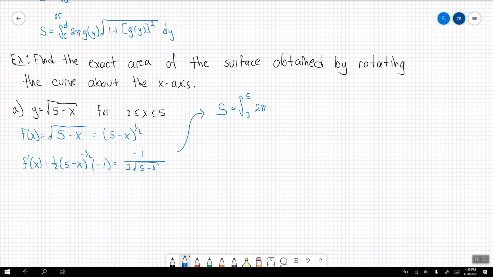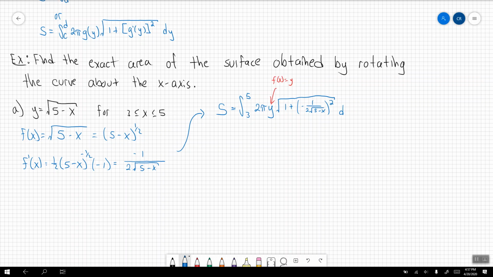Well, the f of x, as we're considering here, is just y. So in here, it's just y, because again, f of x is equal to y. Perfect. And then we're going to multiply by the square root of 1 plus, and in here is where we need the derivative squared. The derivative here was negative 1 over 2 square root of 5 minus x, and we need that quantity squared, and that's all going to be dx in this particular case.